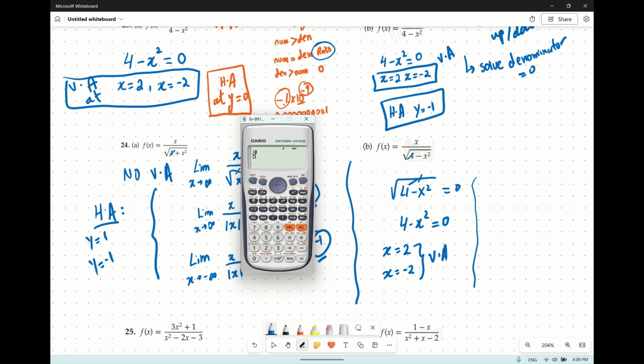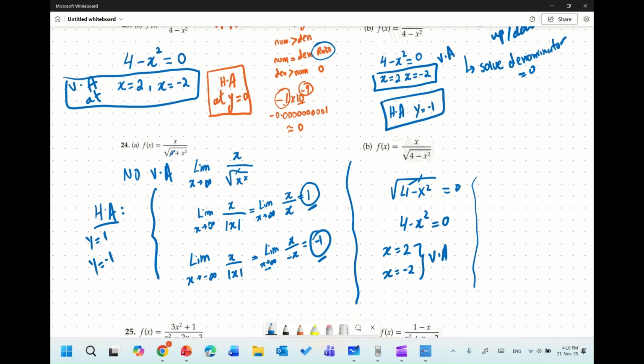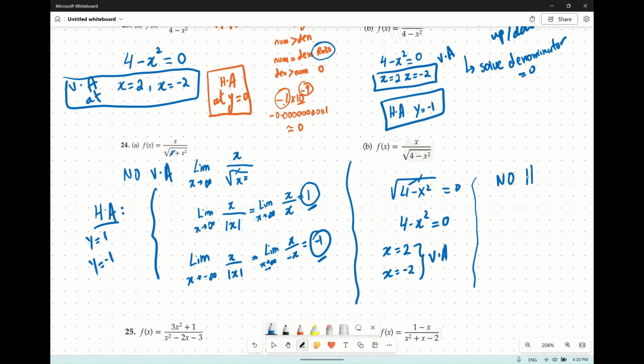So put x over square root of 4 minus x squared. Calculate and put a large number. See what the calculator gave me? It gave me an error. Why did it give me an error? Because this function is only defined between 2 and minus 2. It cannot have values that are greater than this, so the calculator will give you an error. This is how you know that there is no horizontal asymptote.